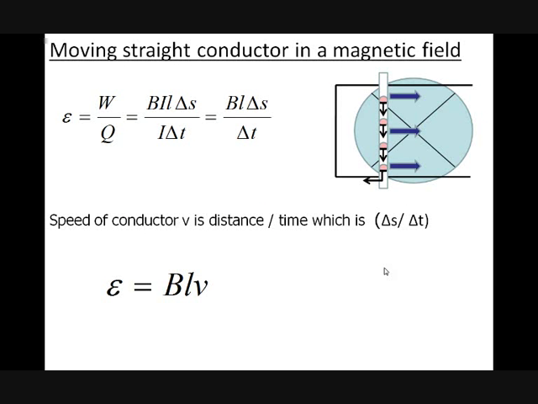If we move this conductor in a magnetic field, let's just come up with one more equation. Here is just what we've just said. E equals W over Q, and we put in BIL delta S and I delta T. I is cancelled to give us BL delta S over delta T. If you think, change in displacement over change in time, delta S over delta T, is effectively the velocity that this wire moves at. So BLV is another formula for induced EMF that you may need to use. The EMF is the rate of change of flux, but it's also equal to BLV.